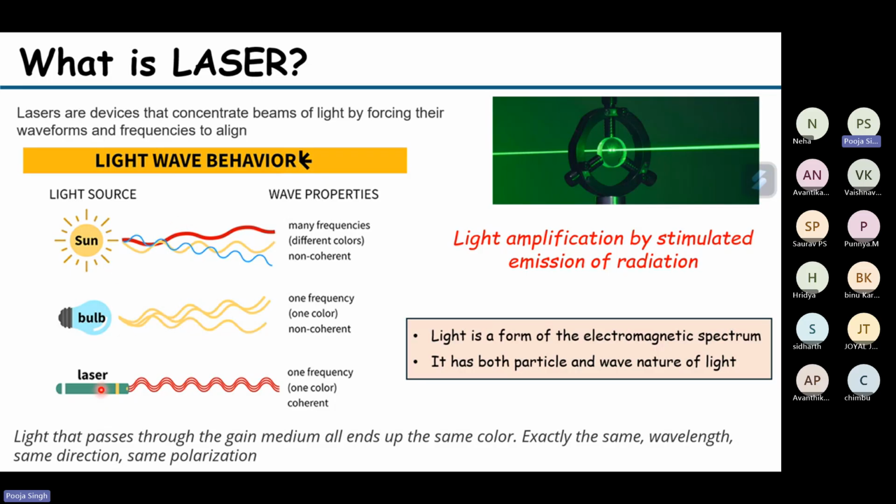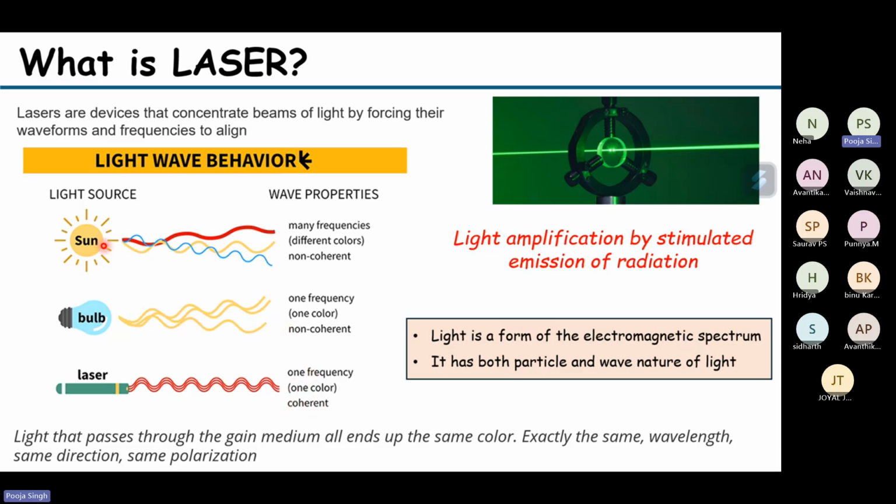The laser property is that it has a very small hole from where the light can pass. In the laser you will get one frequency, one color, and a coherent system of light. Coherent means the wave nature of the light has the same phase, same wavelength, and same amplitude. If this is present in any electromagnetic spectrum of light, then we can say it is a coherent system.